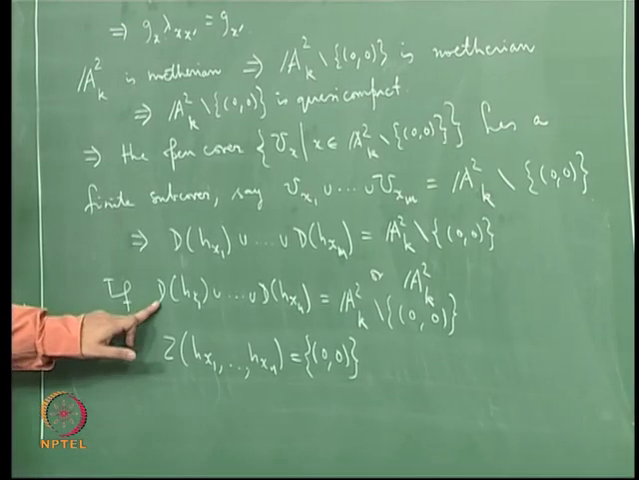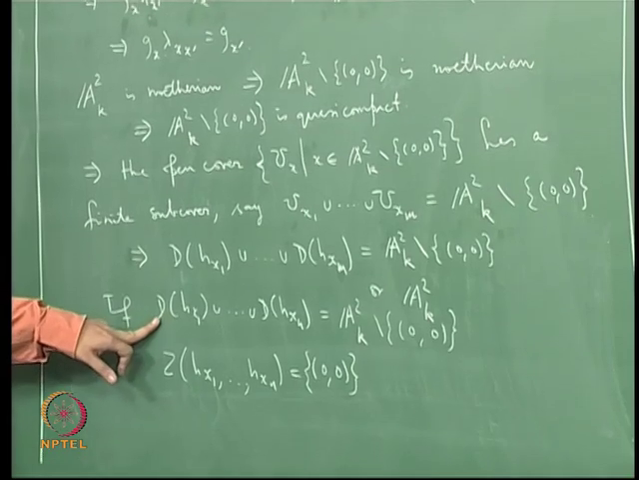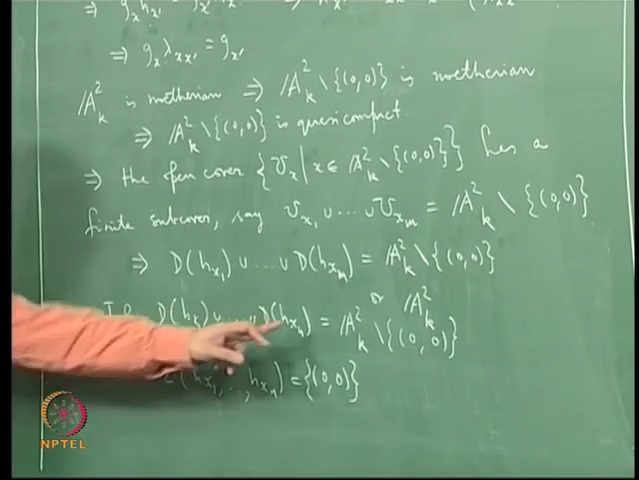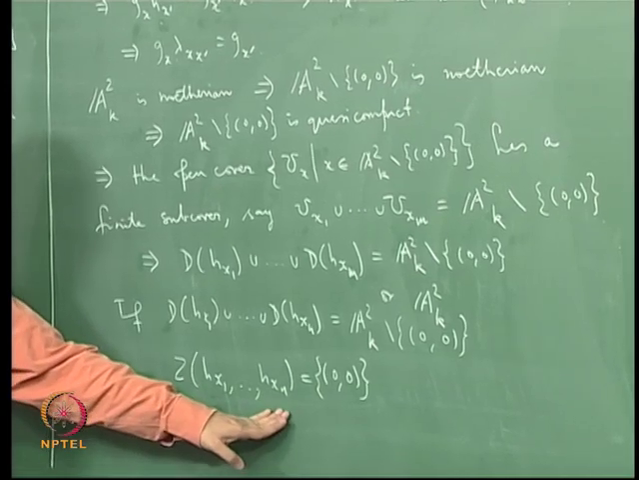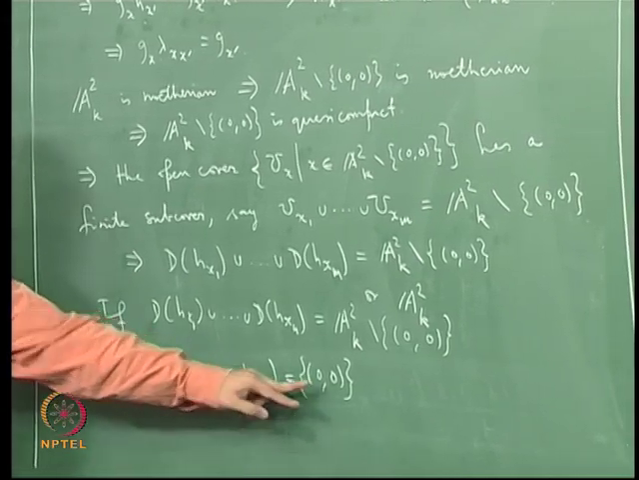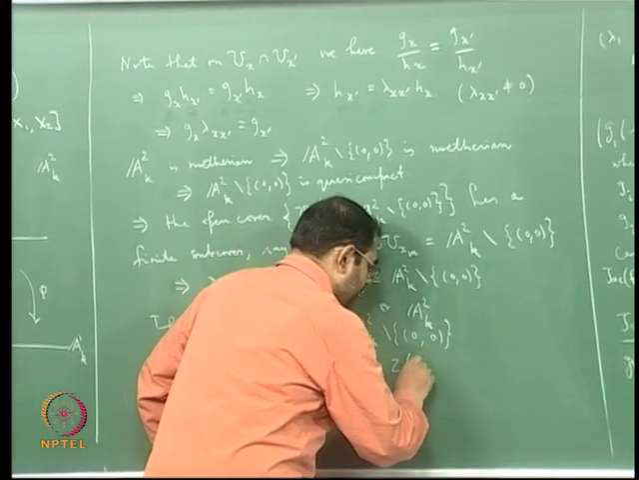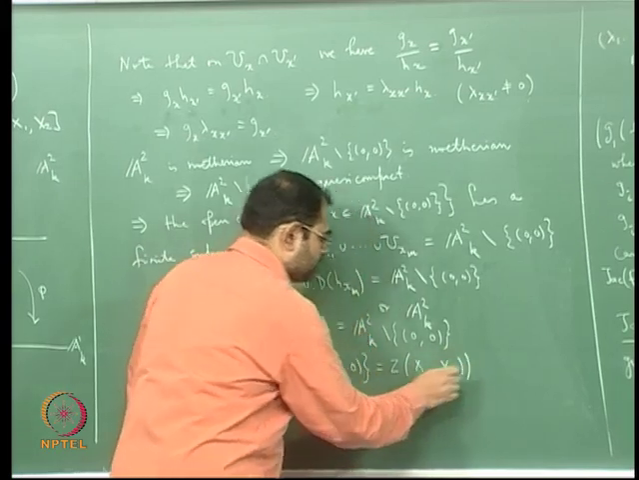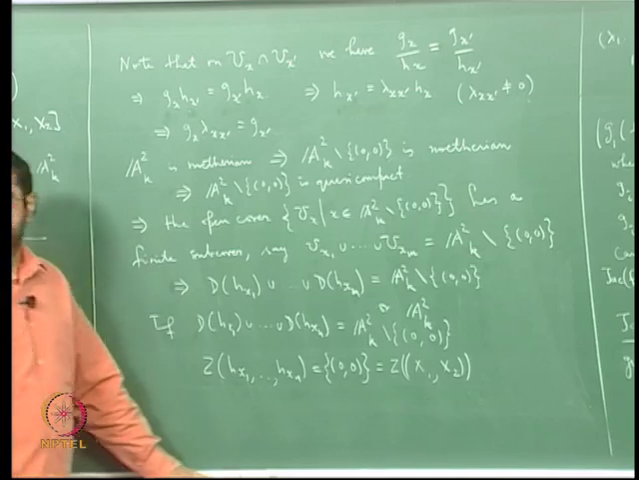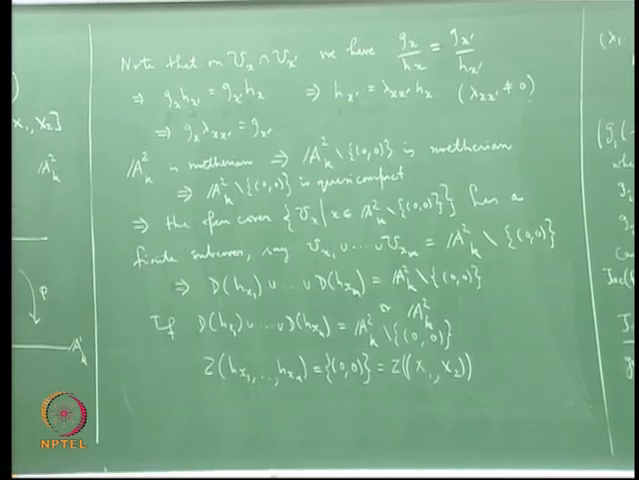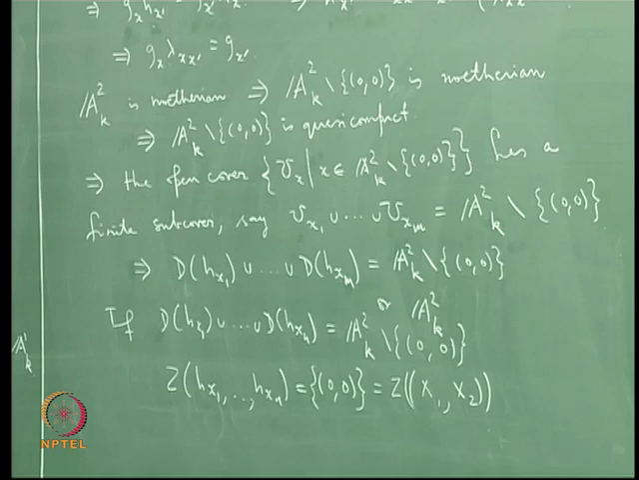Because if I take the complement of D_H, I will get Z_H, and the intersection of all the Z_H is just Z of this. But you see, for a point, this is actually Z of the maximal ideal (X1, X2), because the point (0, 0) corresponds to the zero set of the maximal ideal (X1, X2). All right. But you see.